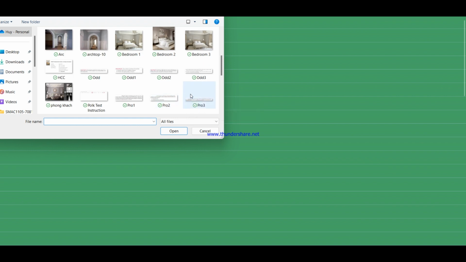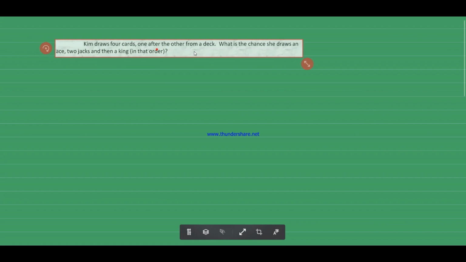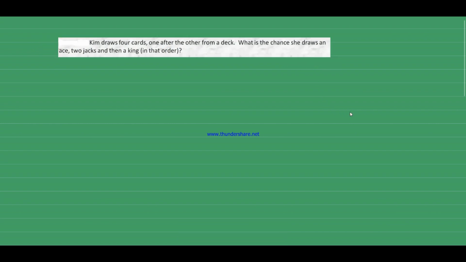Example number 3. Example number 4, I'm sorry. So we have draw 4 cards, one after the other from the deck. So this is one after the other, it's in order now. What is the chance to draw an Ace, 2 Jacks, and then a King in that order? So we know that there are 52 cards in the card deck. And we want to draw an Ace, 2 Jacks, then a King, so totally 4.